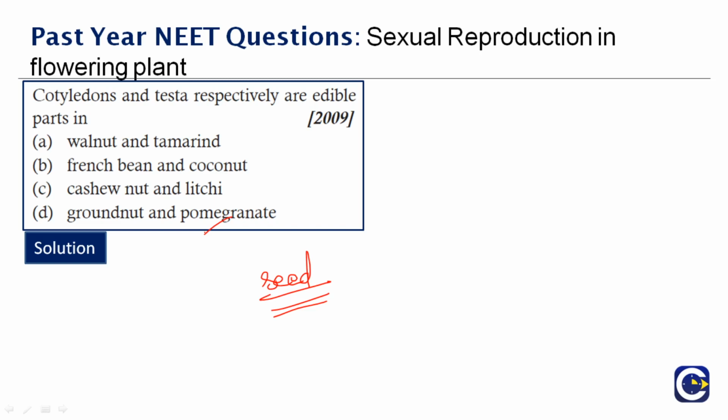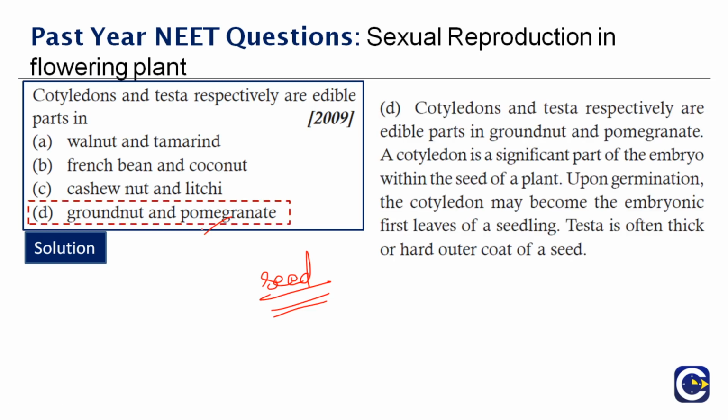Upon germination, the cotyledon may become the embryonic first leaf of the seedling. Testa is often the thick or hard outer coat of the seed. Therefore, the right answer is option D.